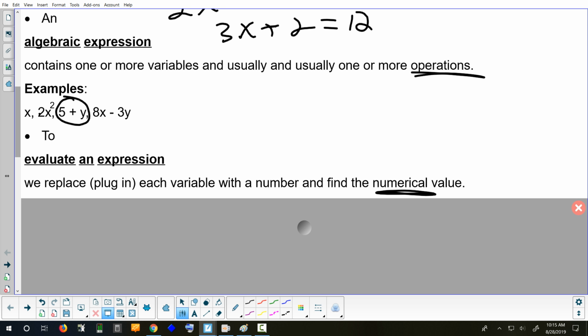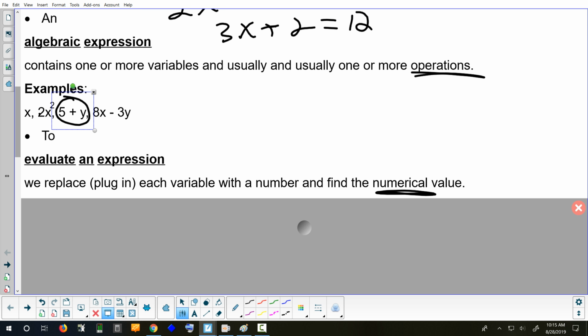What does that mean? If an answer is numerical, what is it? Think about, like if you plug 4 in for y, 5 plus 4 gives you what? 9. And 9 is a what? Number. It's a number. That's what numeric means. It means it's a number. So when they ask you to evaluate, you're looking for a number.